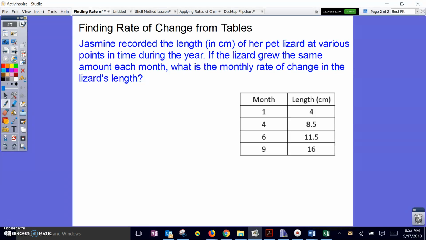Jasmine recorded the length in centimeters of her pet lizard at various points in time during the month. If the lizard grew the same amount each month, what is the monthly rate of change in the lizard's length? So again here I'm going to pick 2 values from my table. Now in this context I see some decimal values in there, some potential ugliness in my calculations or my answers. Of course we can overcome all of that, but if you don't like working with decimals, we can make the choice to use these 2 points from our table in order to do the calculations. So I'm going to go ahead and do that.